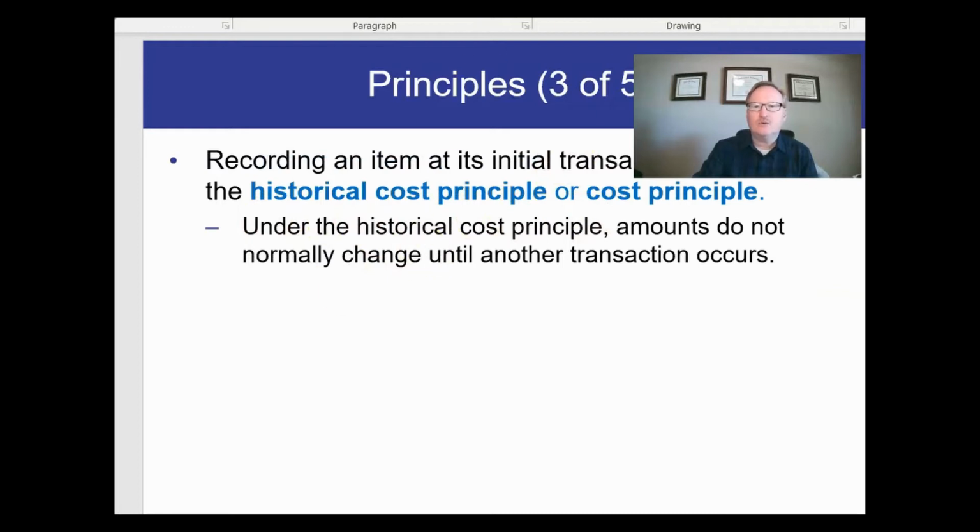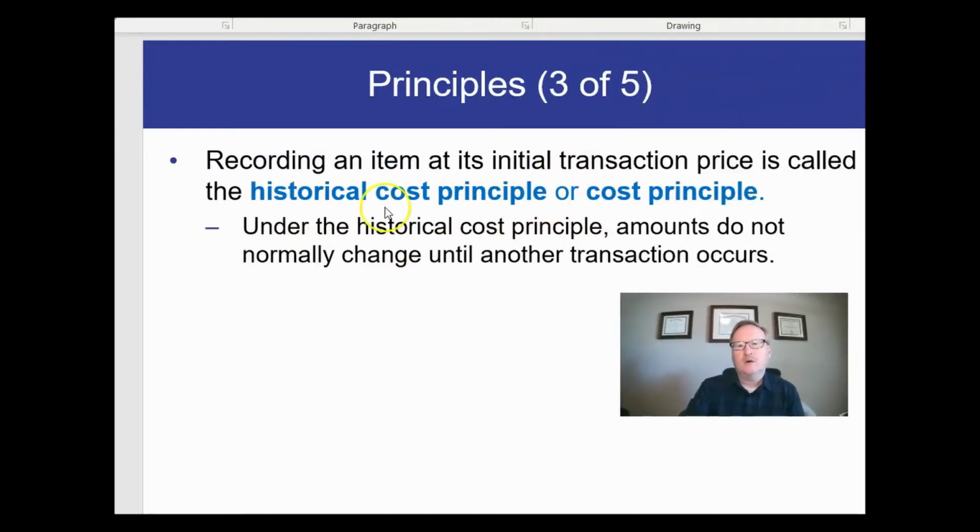Okay, the historical cost principle, or cost principle. Some of this stuff, you read it and you think, oh, this is just common sense. But think about things that you've bought. When you buy something, you pay a certain price for it. And sometimes you'll say, well, did you get a good deal on that? Yeah, I got a good deal because it's normally $100 and I got it for $80. It was on sale, 20% off.